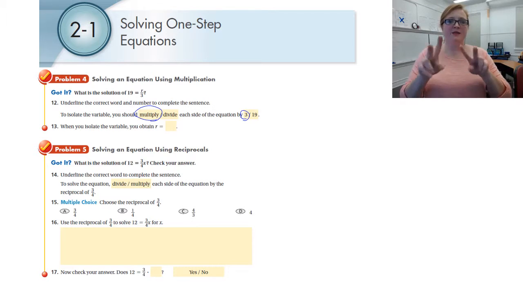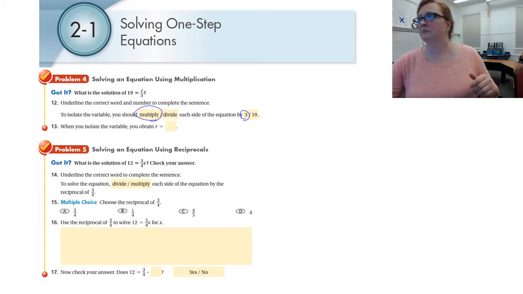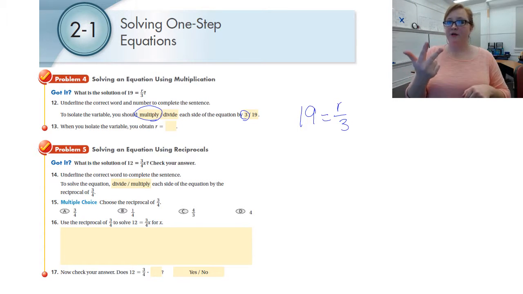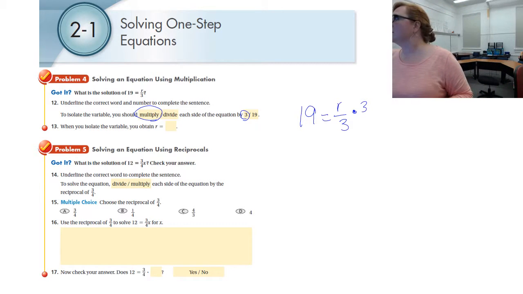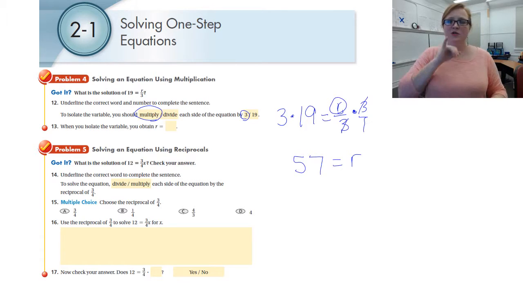When you isolate the variable, what answer do you get? R divided by 3. The opposite of dividing by 3 is multiplying by 3. The solution is R equals 57.